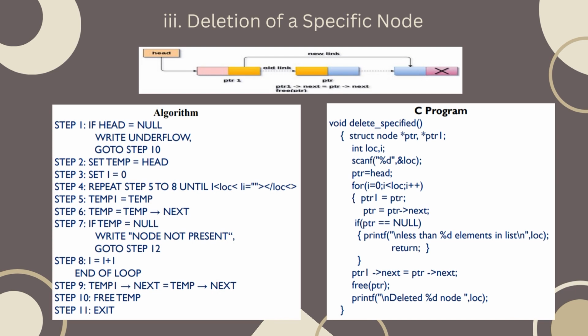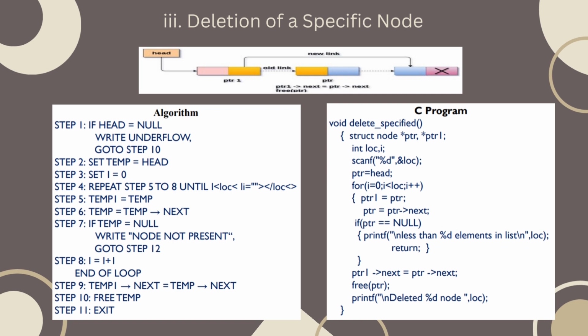Third option for the deletion operation is deletion of a specific node from a specific position whose location value is given. Algorithm for deletion of a specific node is step 1, again checking for the underflow condition. If head is equal to null, write underflow, go to step 11. Step 2, set temp equal to head. A temporary variable is taken which is assigned the head value. Head is a pointer variable pointing to the first node.